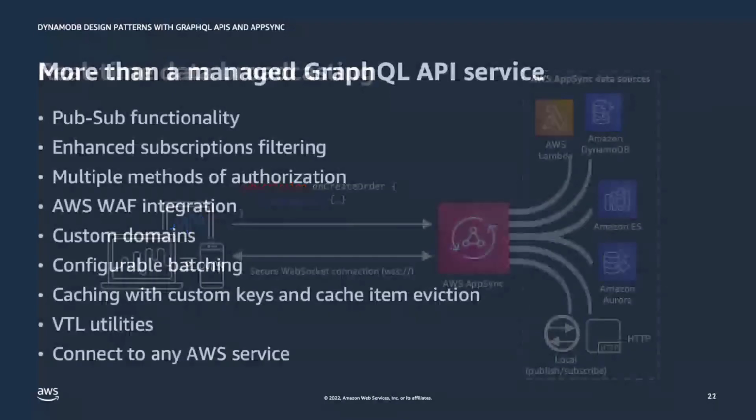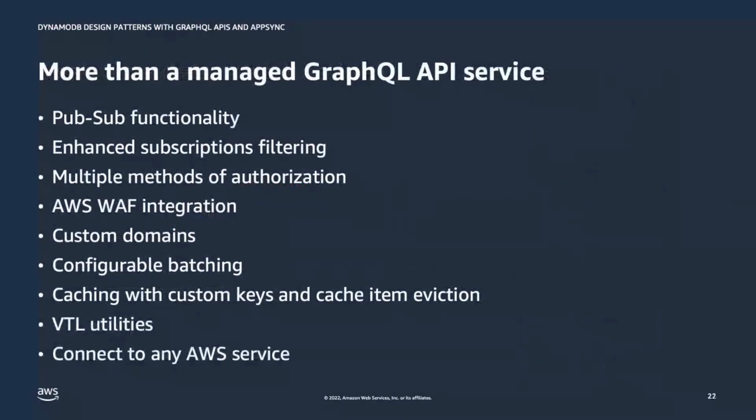So AppSync is a managed GraphQL API service, but much more than that. We went through a couple of the key functionalities that AppSync provides, but there is a lot more that AppSync can do. We talked about the fact that it allows you to provide pub/sub functionality. Along with that pub/sub functionality and the subscription functionality, we provide enhanced subscription filtering functionality. So you can have multiple clients that subscribe to different things in your API, and you can provide filtering to make sure that specific clients only see a certain amount of data or certain type of data based on the rules that you have set up on the AppSync backend.